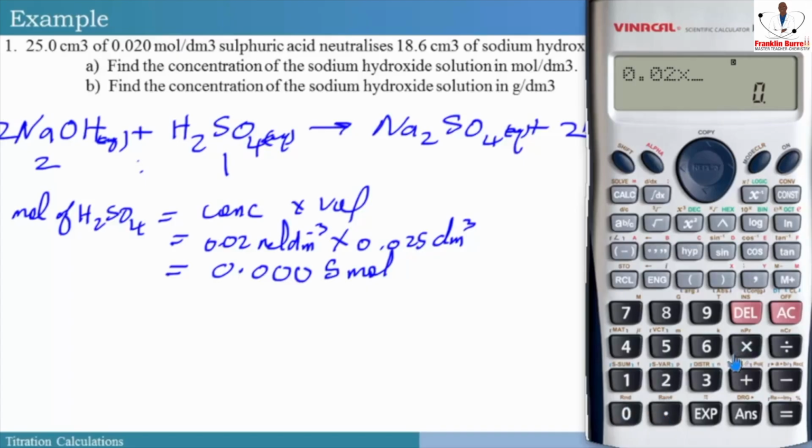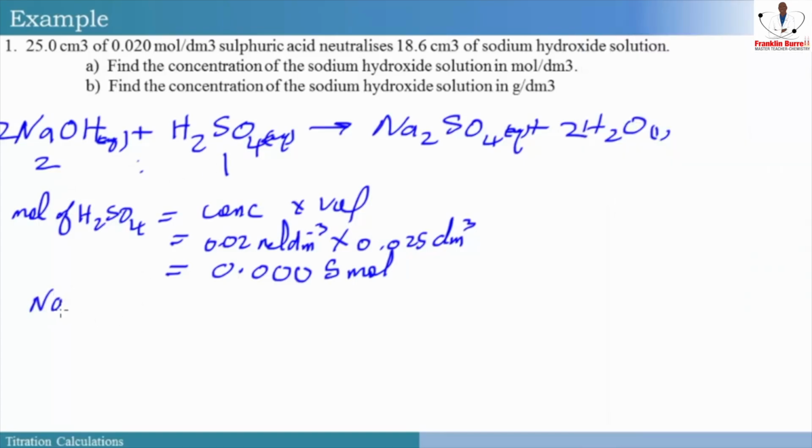0.02 times 0.025. That equals 0.0005, which is 5 times 10 to the minus 4. So this is the moles of sulfuric acid. So the moles of sulfuric acid can be used to find the moles of sodium hydroxide. So from this, I could say that the mole ratio between sodium hydroxide and sulfuric acid is 2 to 1.